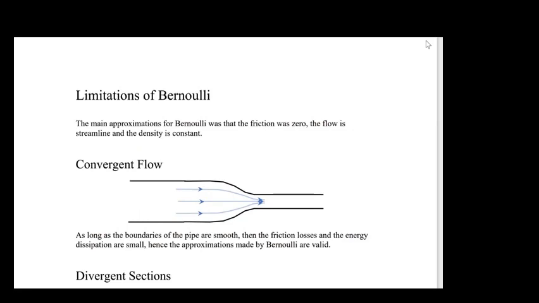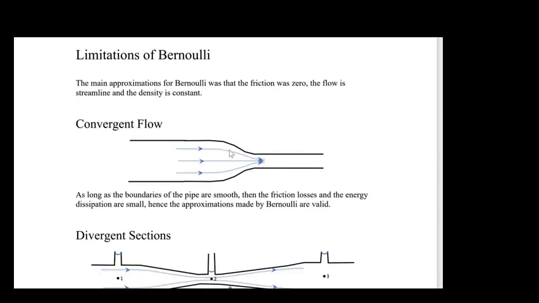So let's now consider some of the limitations of Bernoulli. The main approximations for Bernoulli were that friction was 0, the flow was streamlined, and the density is constant. So we considered in our first example this idea of a convergent flow: fluid flowing from left to right, from a large section to a small section.